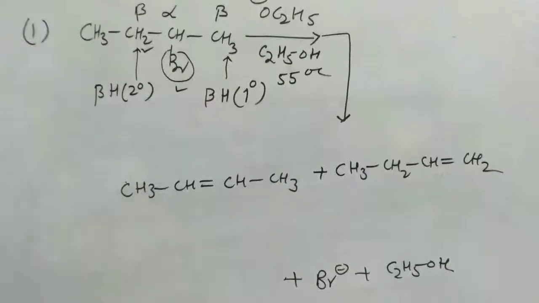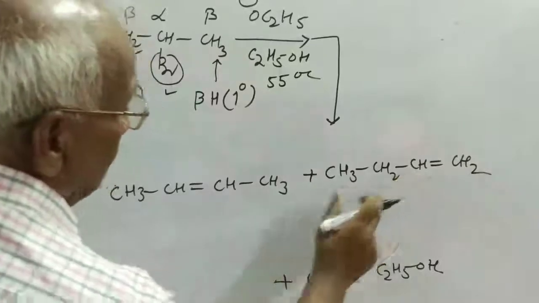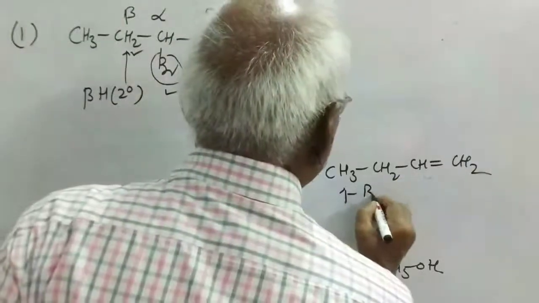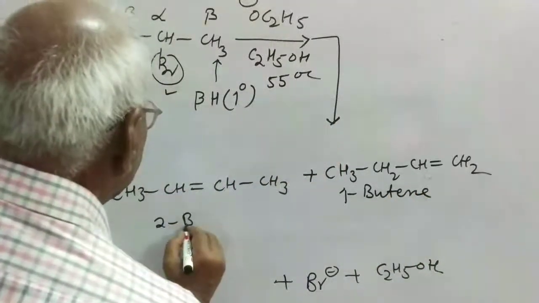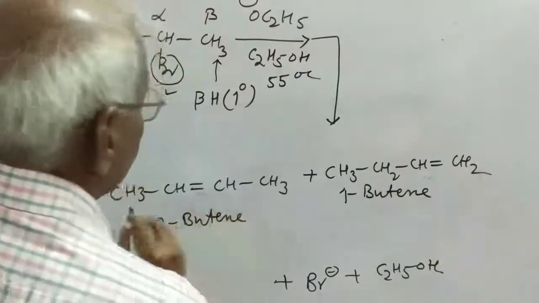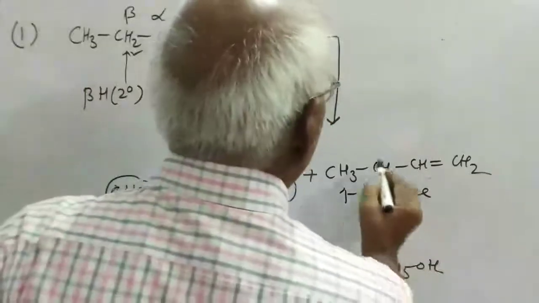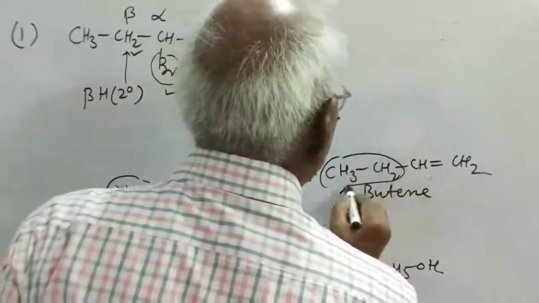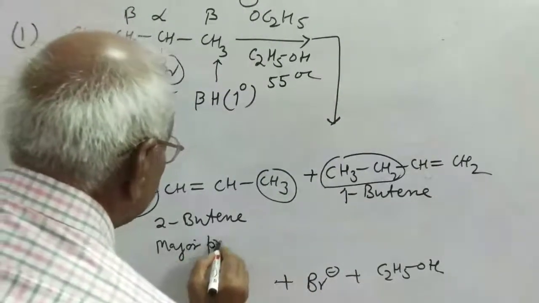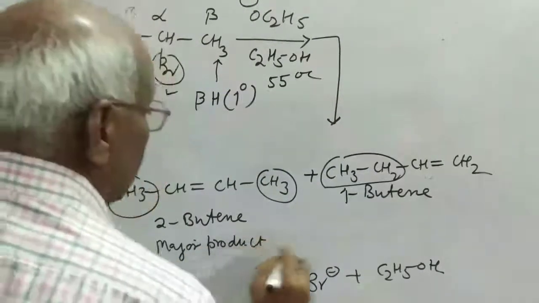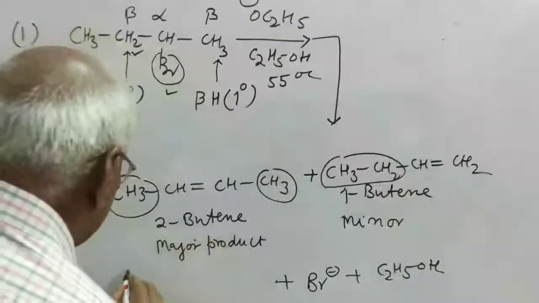Now see the result of the product. This is 2-butene and this is 1-butene. This is 1-butene. This is 2-butene. It is highly alkylated. It is less alkylated. So this is the major product. Major product. This is the minor product. You can say this is the Saytzeff product.